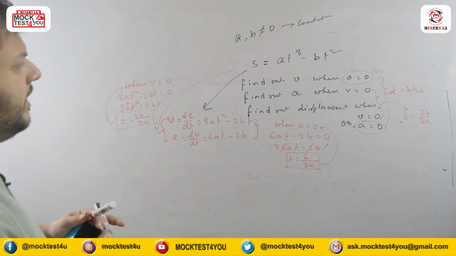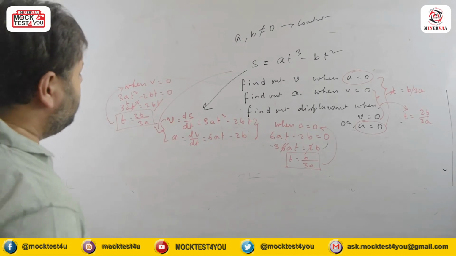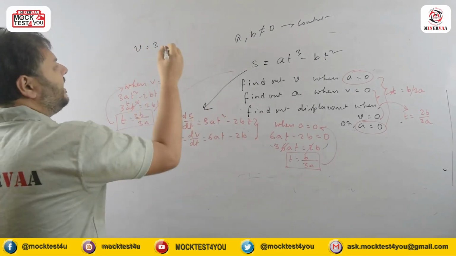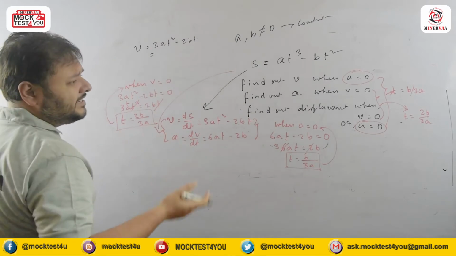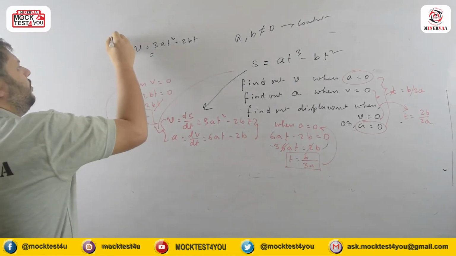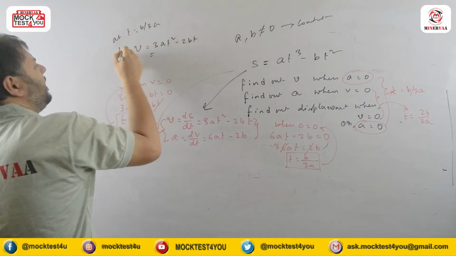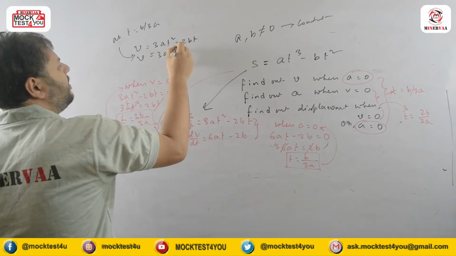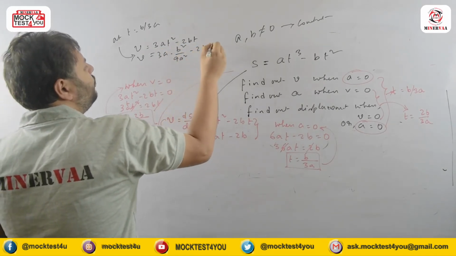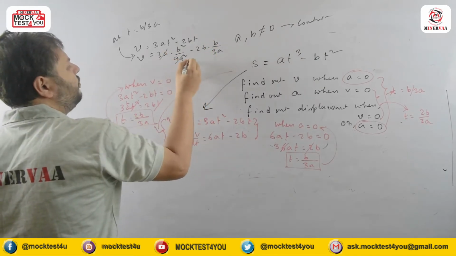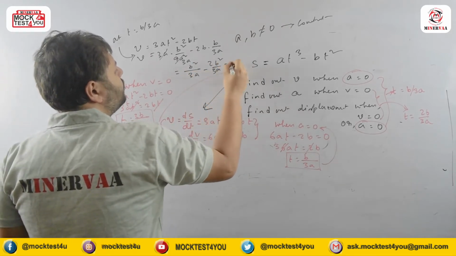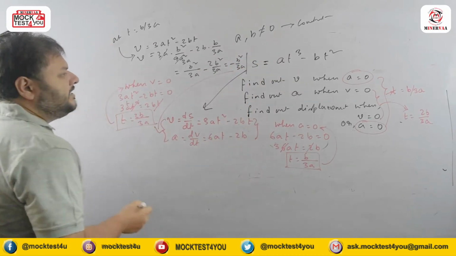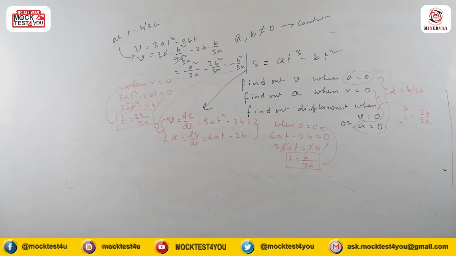Now what was my first question? Find out the velocity when acceleration equals 0. Now tell me, what is the velocity expression? It is 3at square minus 2bt. Now when acceleration is 0, what is the time? That is t equals b by 3a. So at b by 3a, the velocity will be b square by 9a square minus 2b into b by 3a. So this 3a goes out. It is b square by 3a minus 2b square by 3a. So it will be minus b square by 3a. So that is the first answer we have: when acceleration equals 0, velocity is minus b square by 3a.